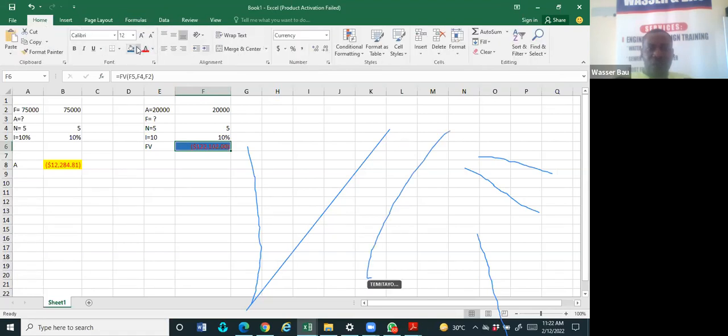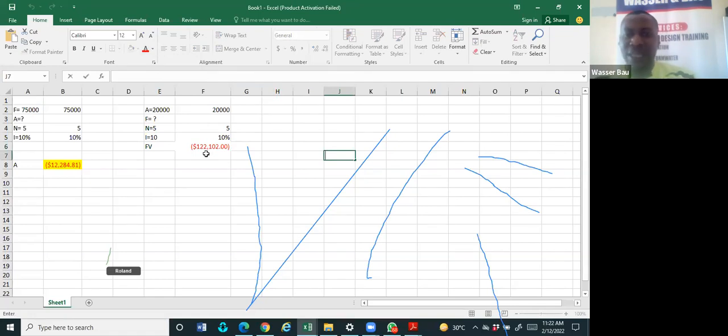This is not the same thing we got. So let me leave it blank, plain. Now, why is it in negative? Because if it's in red color and in negative, it simply means the answer. For instance, this A is an outflow.